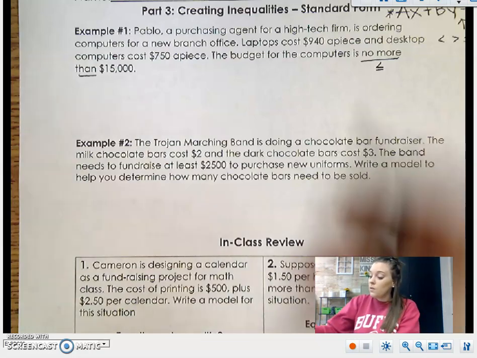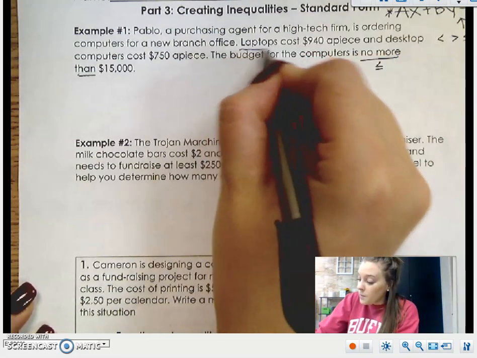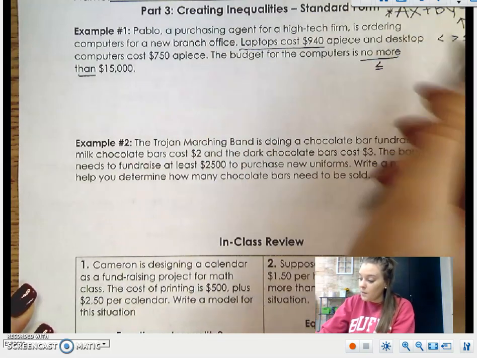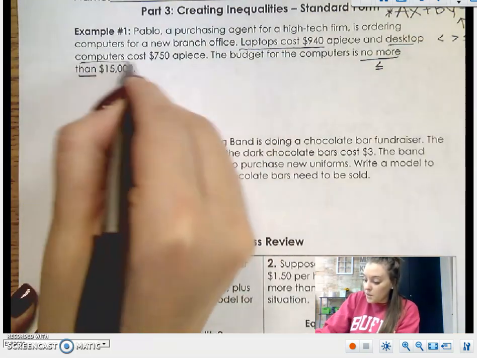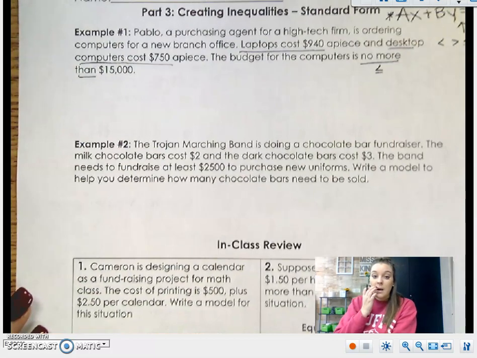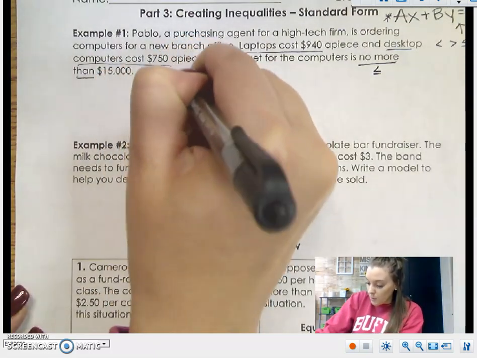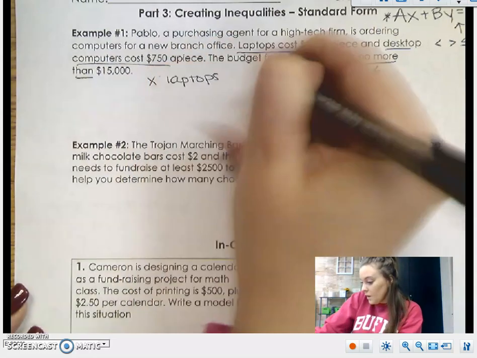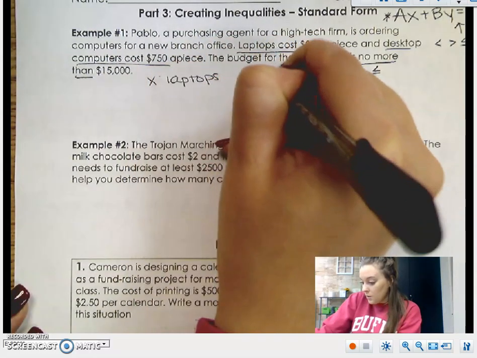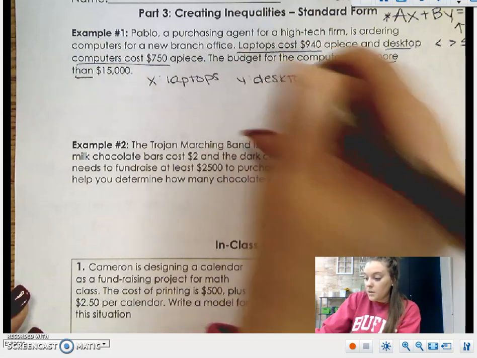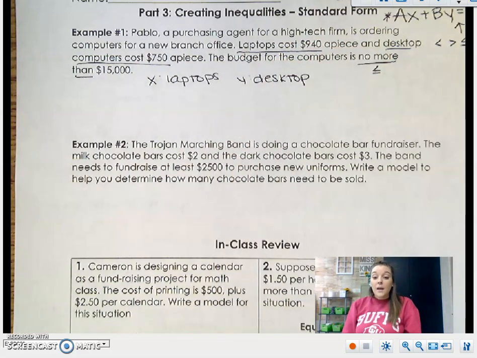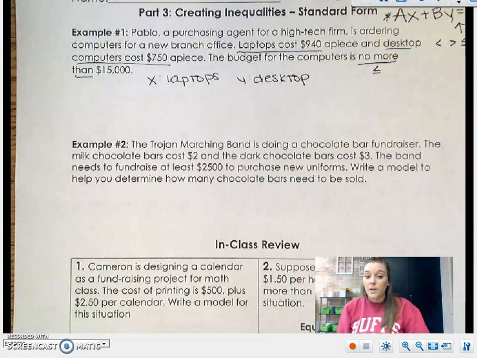They give you two different rates. They say laptops cost $940 and desktops cost $750. So I'm going to say that for this, x equals laptops and y equals desktop computers. Again, by annotating what your variables mean, it's going to help you create your equation, and it's going to help you solve equations when given more information.